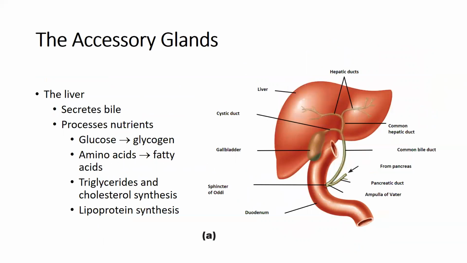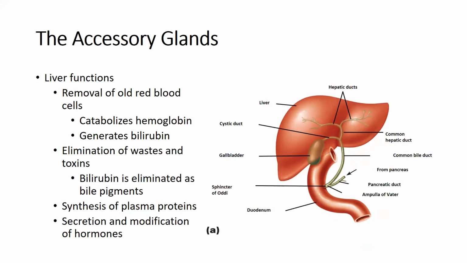And lastly, the liver. So secreting bile, the liver helps in several different ways. It helps in the storage of glucose as glycogen, the conversion of amino acids into fatty acids, right? It helps with the breakdown of triglycerides, as well as the synthesis of triglycerides and cholesterol, and lipoprotein synthesis. So lots of accessory functions are conducted in the liver. The one that's really important here is the secretion of bile, right? Remember, bile is secreted by the liver cells, and then it's stored in the gallbladder.